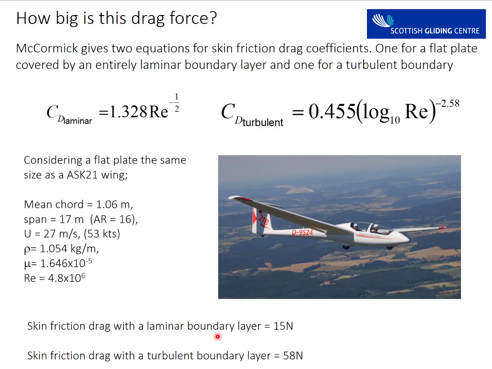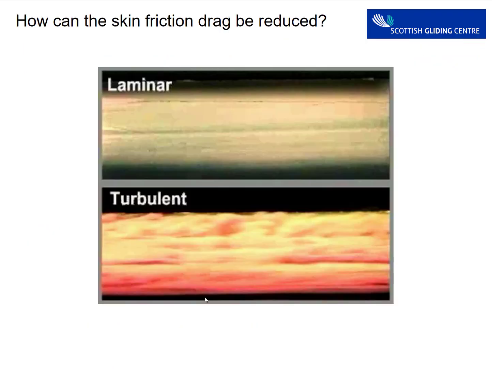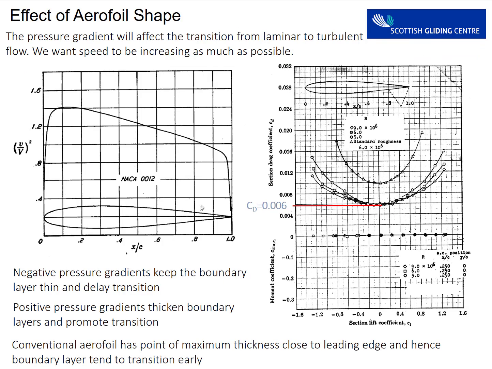So a laminar boundary layer has about 1/4 the drag of a turbulent boundary layer. So obviously what we want to do is to have laminar boundary layers over as much of our glider as possible. Now how do we do this? Well, this is an old NACA 0012 12% thick symmetric airfoil from the National Advisory Committee for Aeronautics.